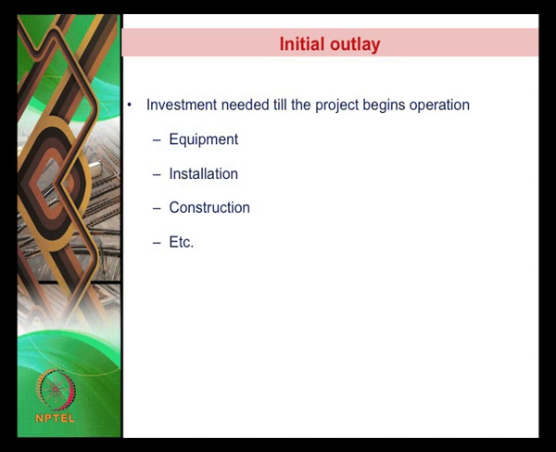Let us say for example, in the case of a power generation plant, we get the equipment such as turbines from the equipment manufacturer, but then it has to be installed at the site, and there is a lot of investment that is needed in terms of installing and testing the equipment at the site. So this initial installation is also considered a part of your initial outlay.